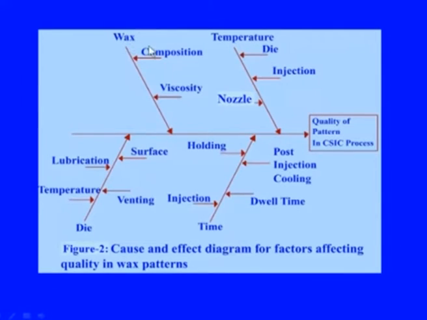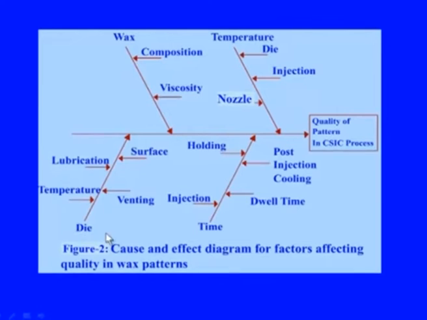In wax based parameters, composition of the wax and viscosity are the most important parameters that affect the ultimate product quality. Then, as we have already spoken, temperature is one of the major parameters that should be maintained properly. Here, temperatures of the die, temperatures during the injection, that is of the material, and the temperature of the nozzle can affect the product quality.